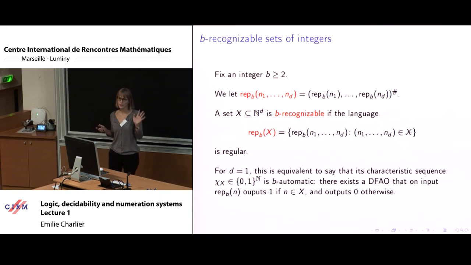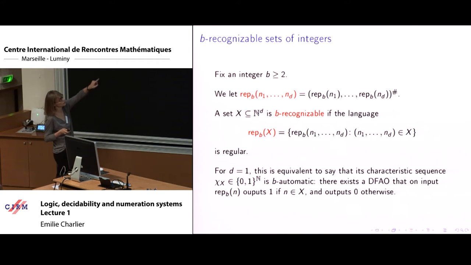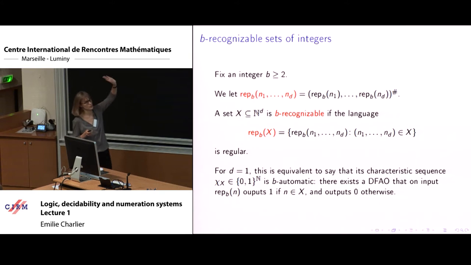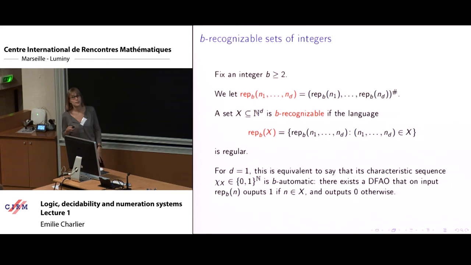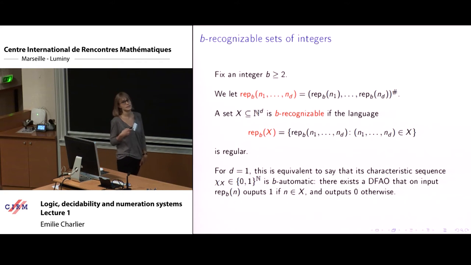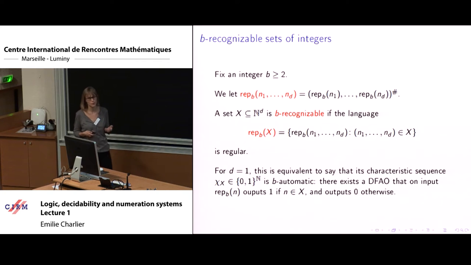I just recall that b-recognizable sets of integers means you take the integer base-b representation of integers, and then you are in the multidimensional framework in general, so you pad with some extra symbol to get a sub-language of the numeration language, and you say that the set of integers is b-recognizable if this set of representations is regular. So for d equal to 1, if you know about b-automatic sequences, this is equivalent to saying that the characteristic sequence of the set is b-automatic. It's a little exercise. You can see that it's really equivalent. You can go both ways.